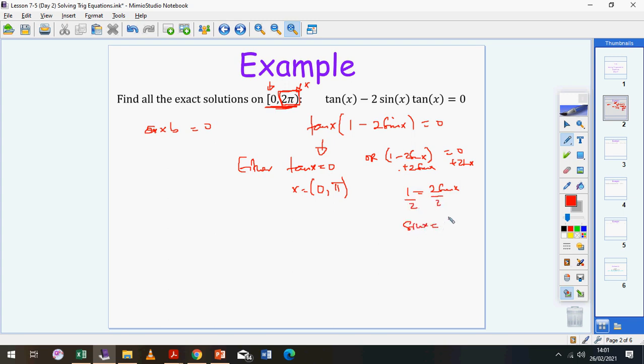So what angles give me a sine of a half? Those angles are 30 degrees and 150 degrees. So my final solution set for x is, in ascending order: 0, pi over 6, 5 pi over 6, and finally pi.